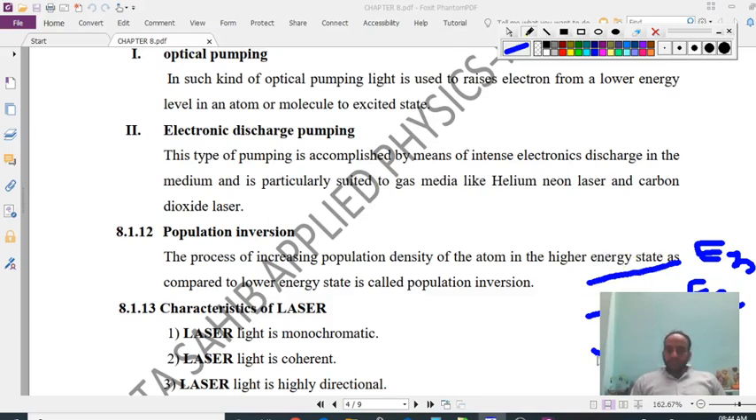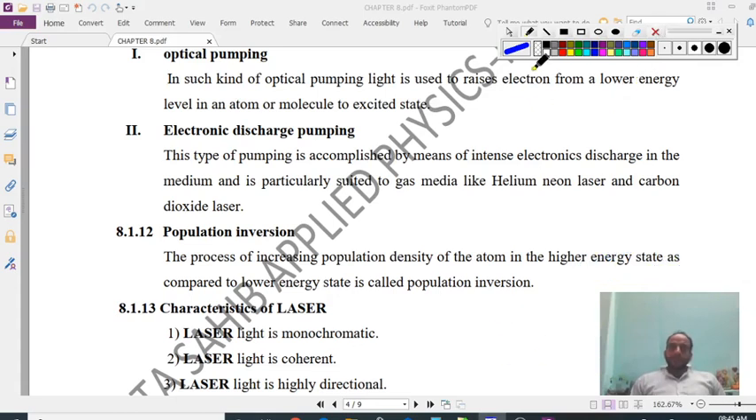But normally, in normal conditions, almost all the atoms are in ground state, so there is a need of energy to raise these atoms from ground state to higher state. So population inversion is a condition in which atoms are more in higher energy states as compared to lower energy states.